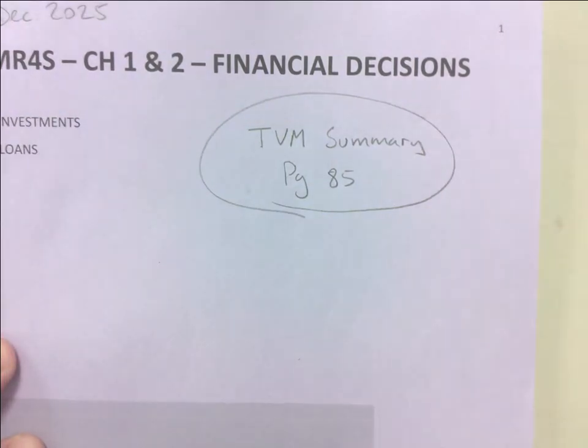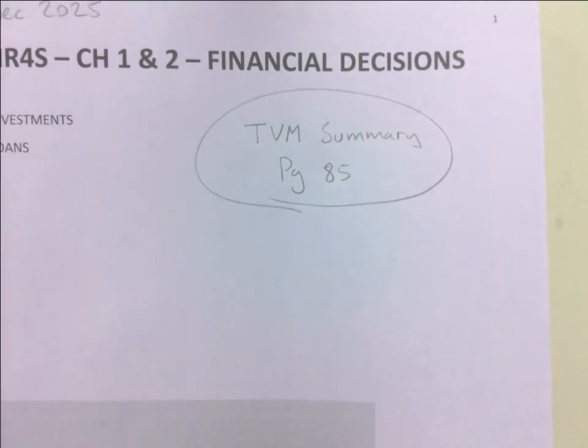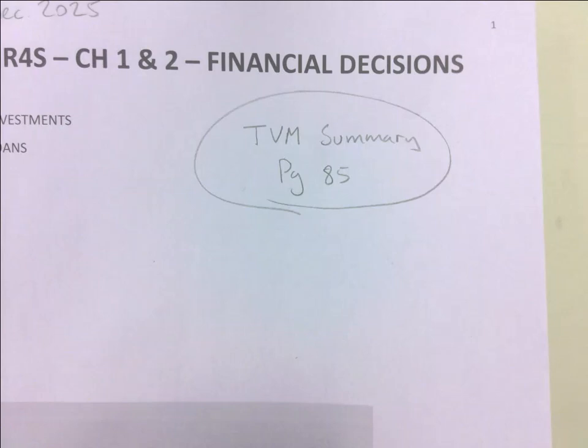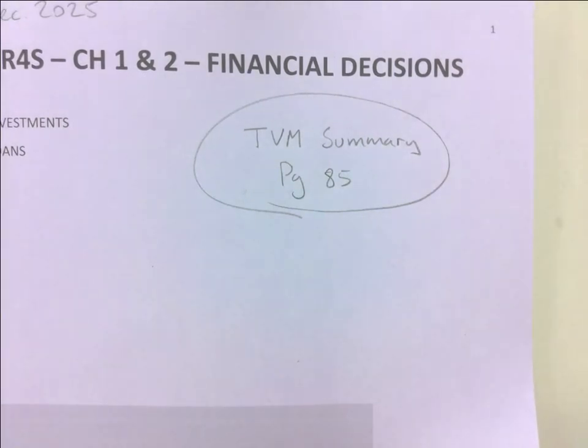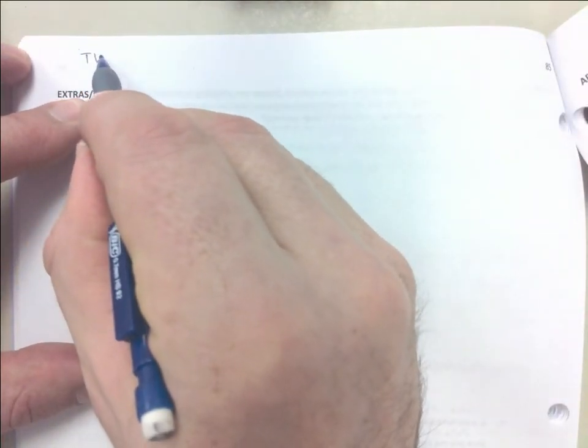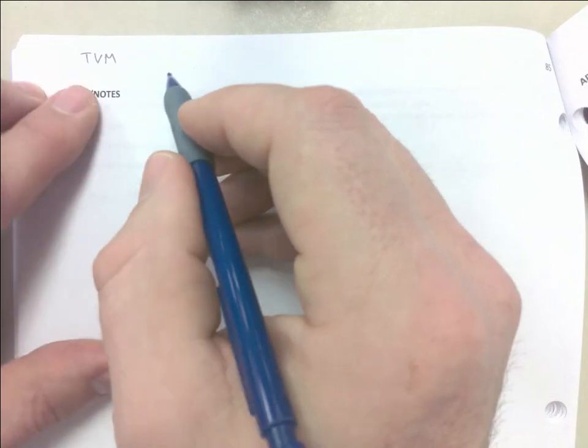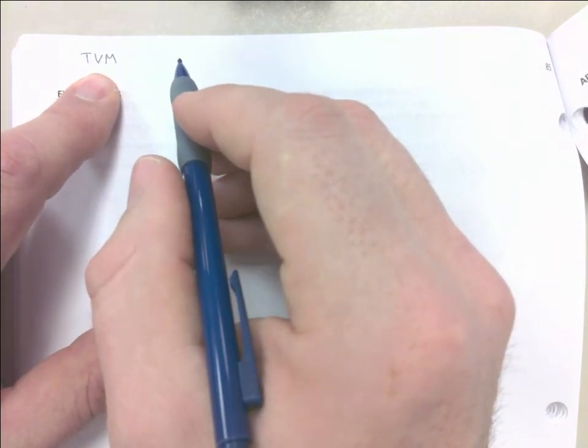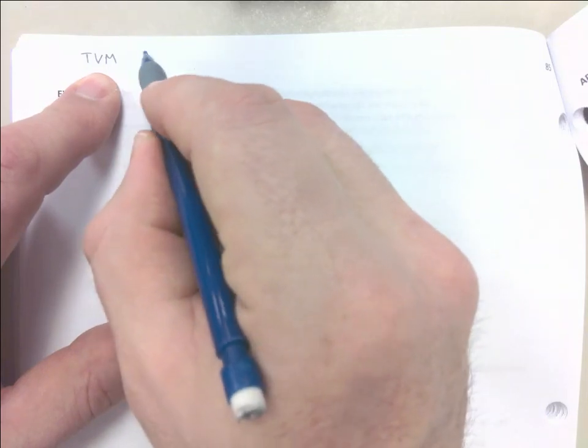Tell yourself this on the front page, TVM summary, page 85. I'm going to 85 now. So I call this TVM. Try to be conservative with your spacing, right? Don't use up too much. TVM summary.